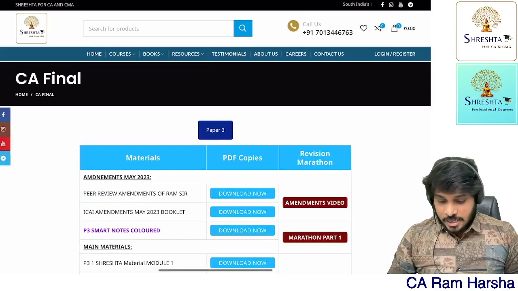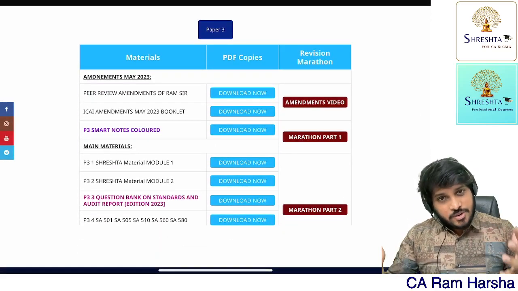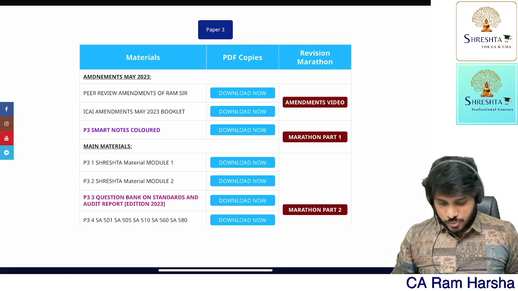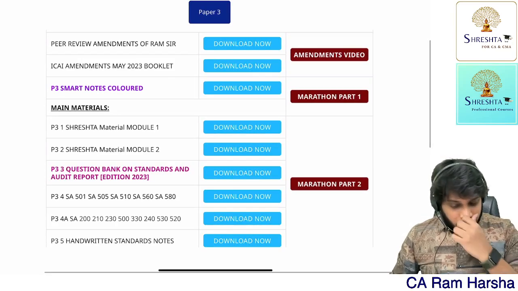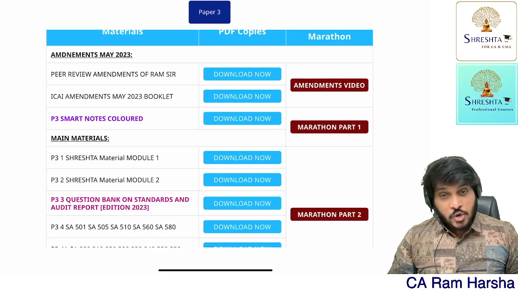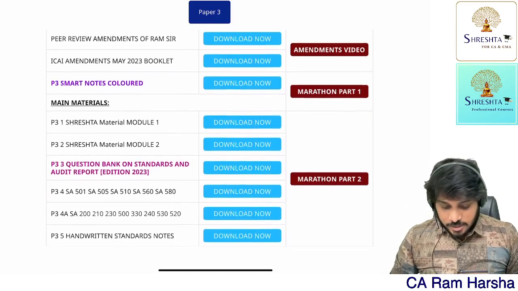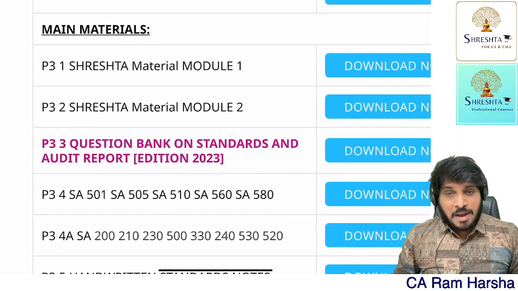Click on that. Now you will see various resources that we are providing free of cost to all the CA Final students. Peer review amendment material, ICAI amendments material, all that is there. Smart notes, the colored ones. We have even given the corresponding amendments video link, marathon links, all that. Here, the primary agenda of this video is this question bank.